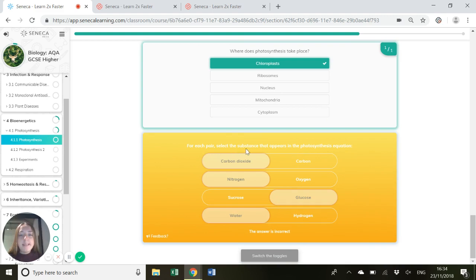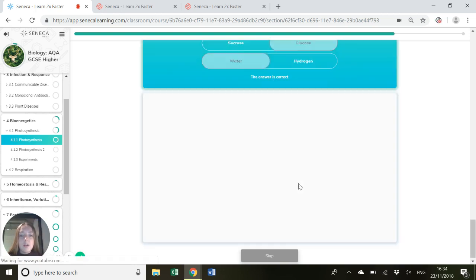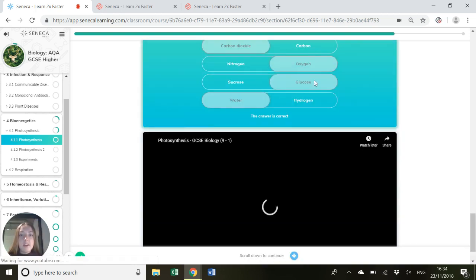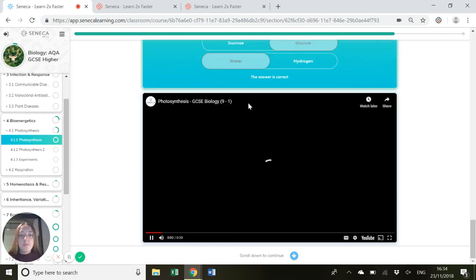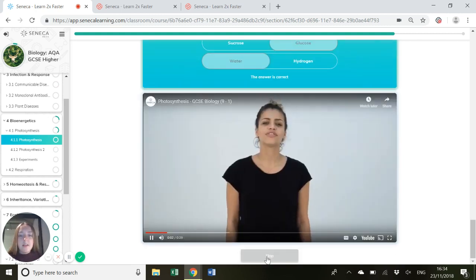So for each pair, we need to select the substance that appears in the photosynthesis equation. So we've got carbon dioxide, yes. That's one of the reactants. Nitrogen, no. But oxygen is, that's a product. Sucrose isn't, glucose is, and then water. So again, we'll skip the video.